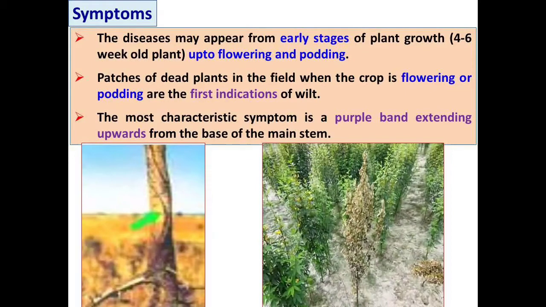This disease appears from early stages of plant growth up to the flowering and pod development stages. Patches of dead plants in the field when the crop is flowering or podding are the first indications of wilt. The most characteristic symptom is a purple band extending upward from the base of the main stem. These are some particular marks of identification for pigeon pea wilt.